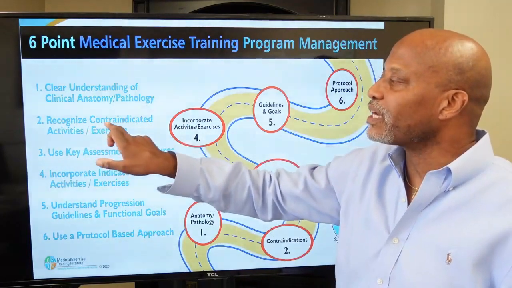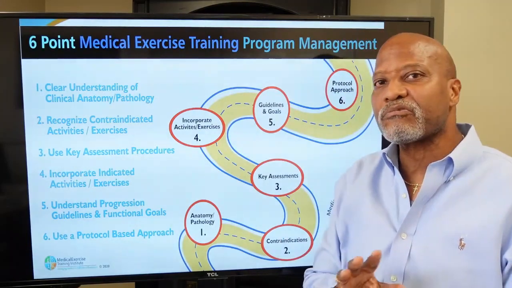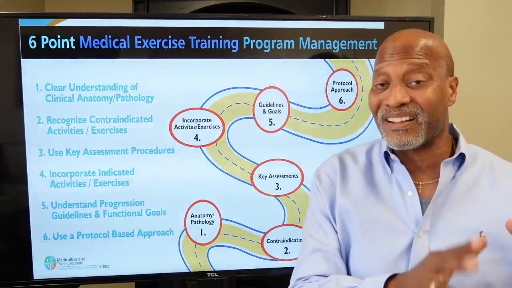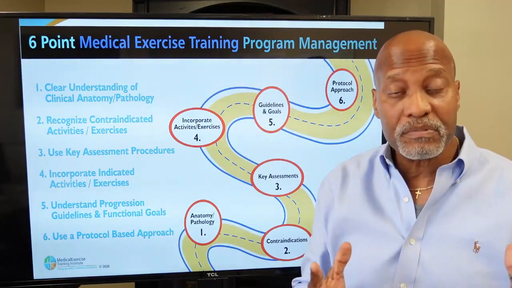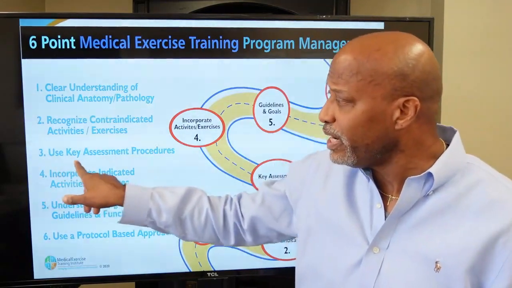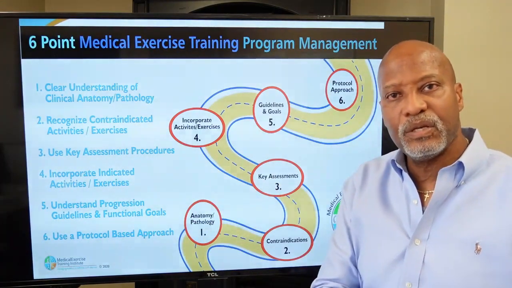Number 2, recognize the contraindicated activities and exercises. So not only what exercises you shouldn't do, but what activities the client is doing on a daily basis that you need to minimize or limit for the client. That becomes important. Number 3, understand the key assessment procedures that need to be used on that client.